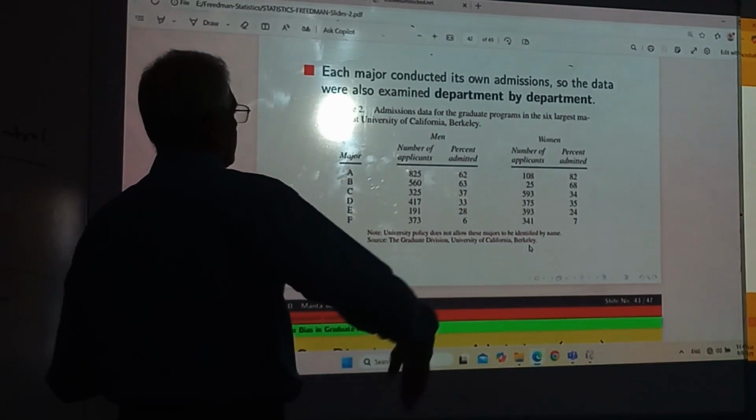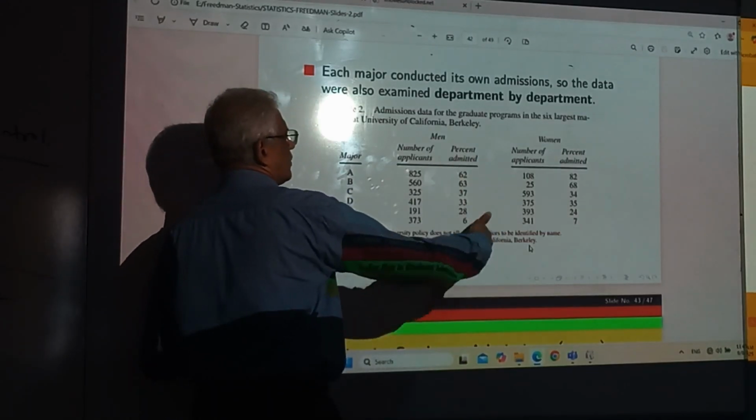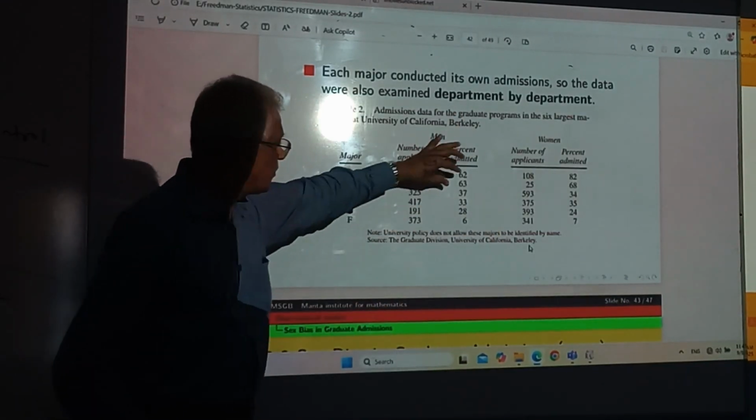So therefore when you are adding the total number of males selected, these numbers are large numbers.